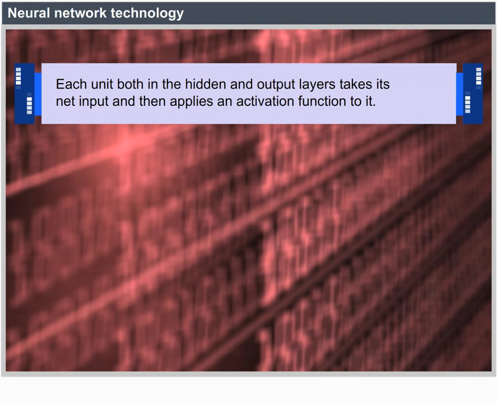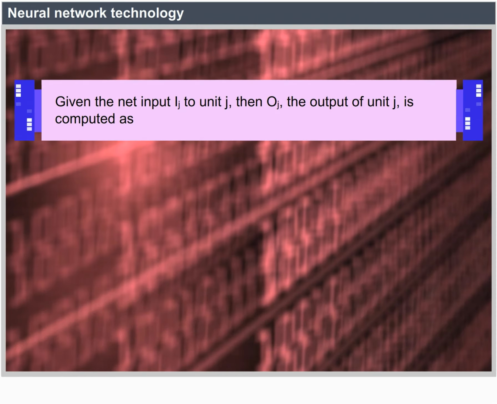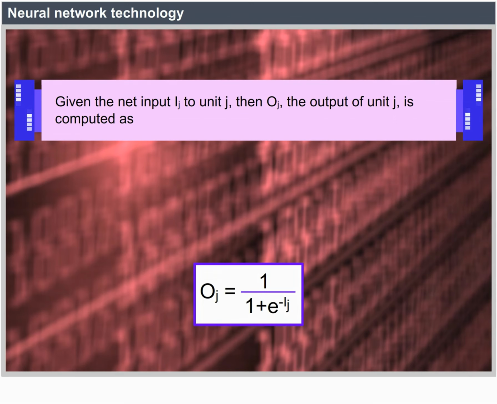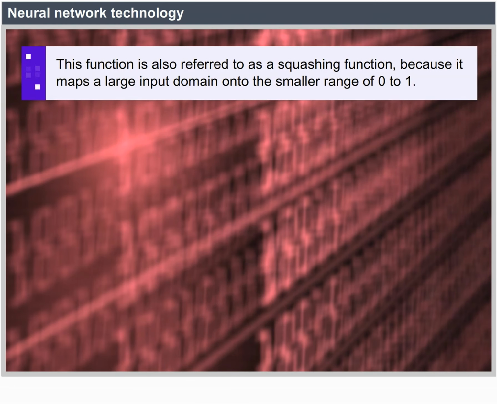The function symbolizes the activation of the neuron represented by the unit. The logistic or sigmoid function is used. Given the net input Ij to unit j, then Oj, the output of unit j, is computed as Oj equals 1 divided by 1 plus e to the power minus Ij. This function is also referred to as a squashing function because it maps a large input domain onto the smaller range of 0 to 1.